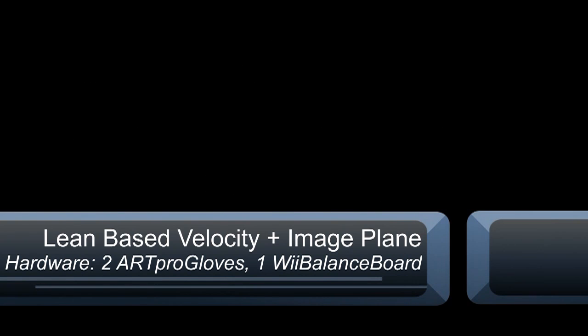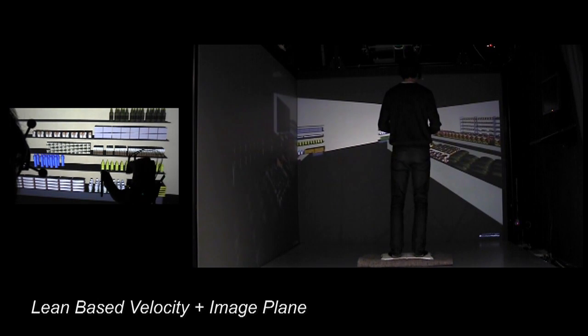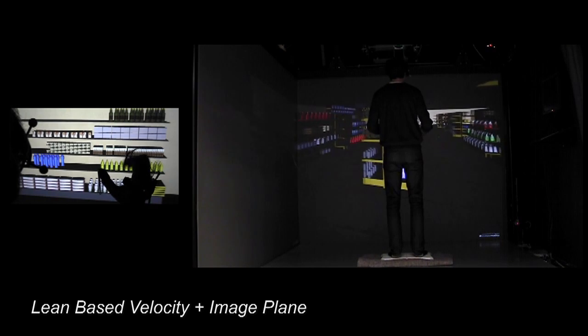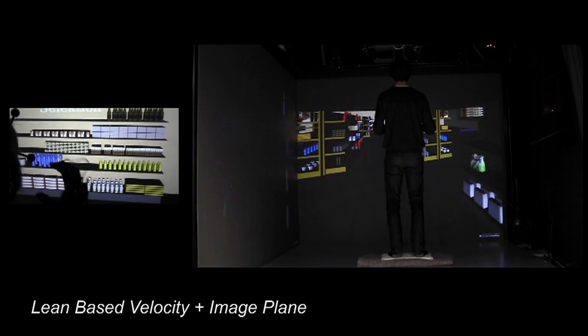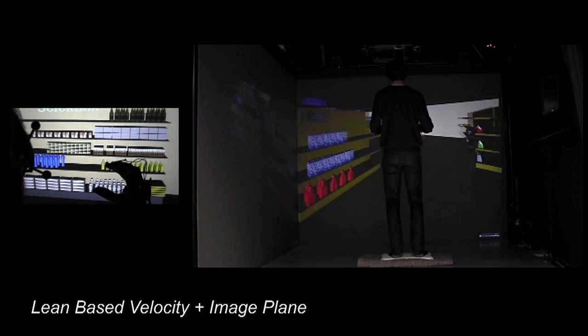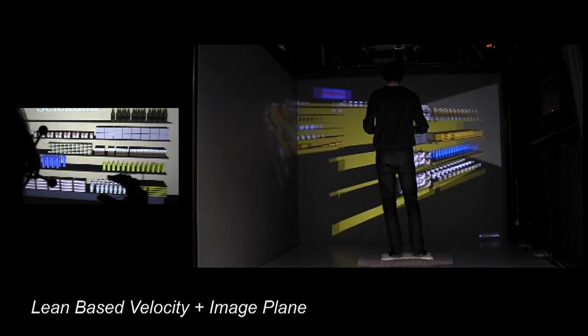Lean-based velocity is the first travel method we combined with image plane. As image plane relies on the two pro gloves and lean-based velocity is executed using the Wii balance board, the two methods are easy to combine because they don't influence each other. Therefore, even selected objects don't impair the ability to move.